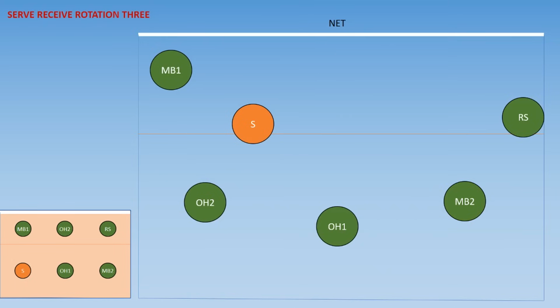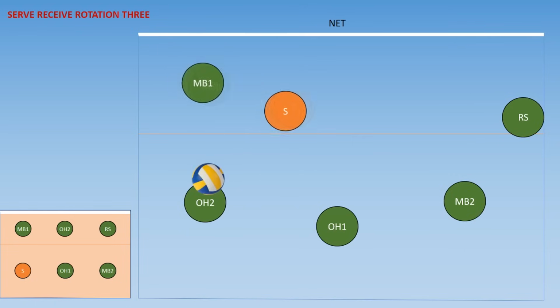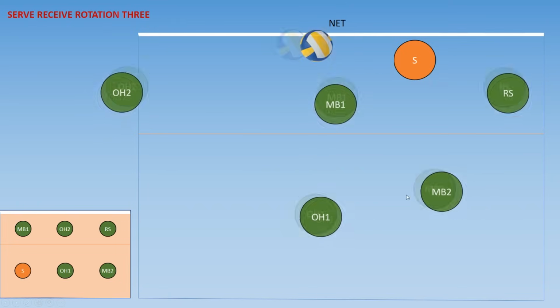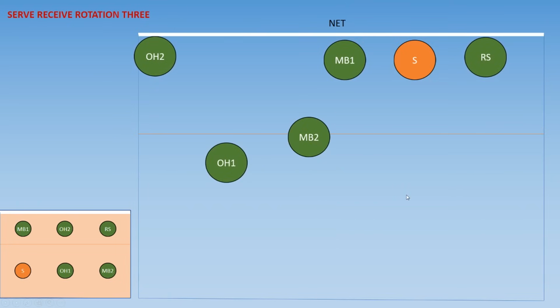Finally, we have serve receive rotation 3. Ball comes over. Players get to their position. So here you actually notice the outside hitter had to pass the ball, but then they immediately ran to their hitting position anyways. Sometimes this will happen, you'll have to pass and then get ready to hit immediately. So you have to be fast. And there we got a fast set out of the setter and a fast spike by the outside hitter.